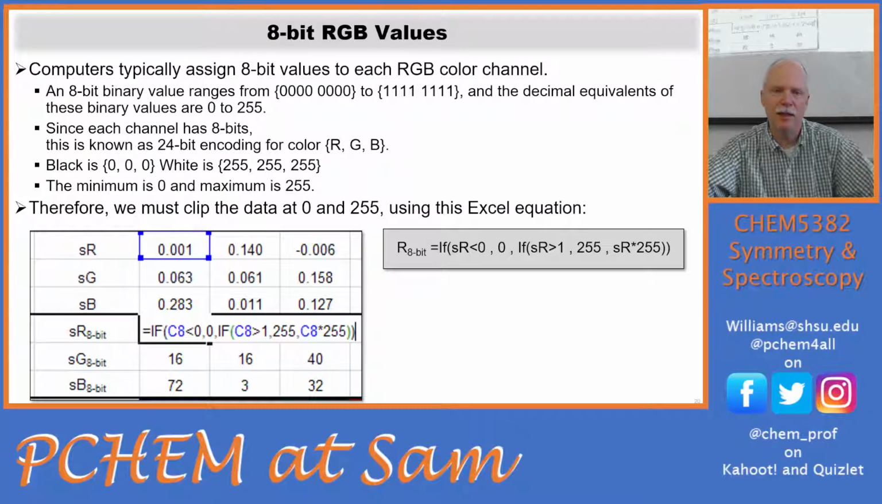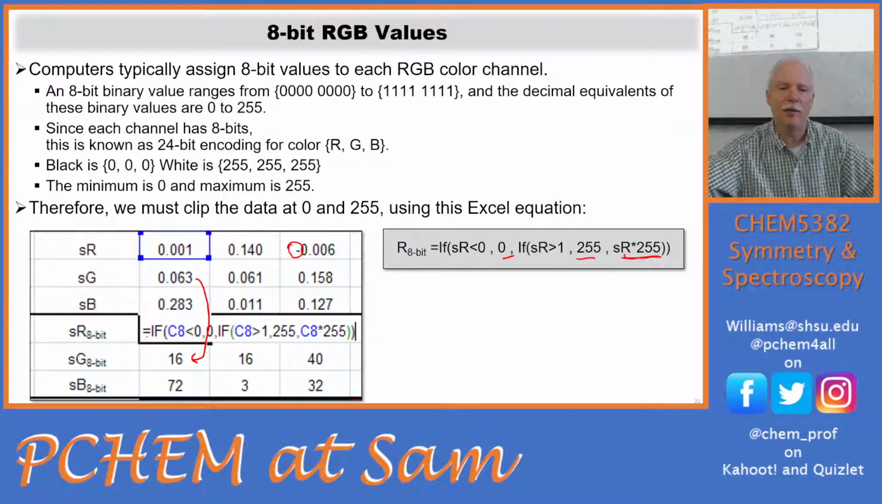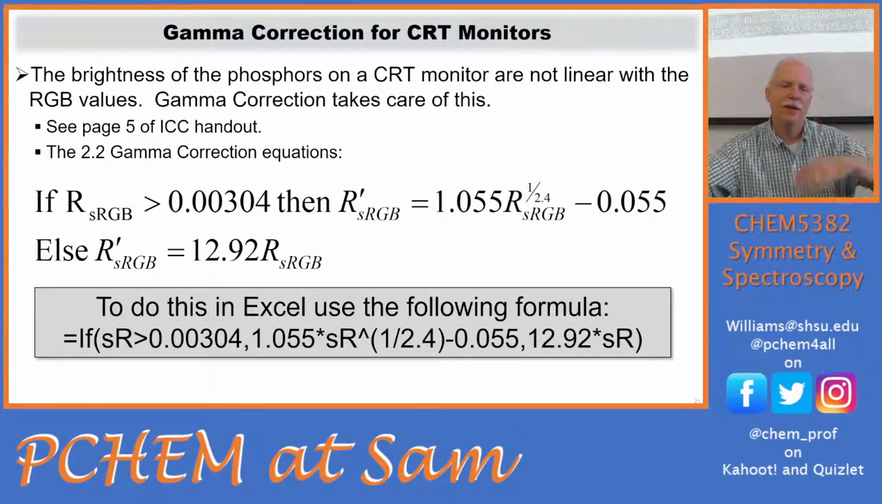Then, adjusting to 8-bit RGB values: these values are roughly from 0 to 1. They can come out sort of negative like this, or if it's a really strong color, it might be 1.1 or something like that. So we just cap it. If it's less than 0, make it 0. If it's greater than 1, make it 255. If it's in between those two, then just multiply it by 255. So we're taking this 0.6063, which is greater than 0 and less than 1, and multiplying it by 255, and we get 16. This converts those standard RGB values into 8-bit RGB values, and then we could do gamma correction.